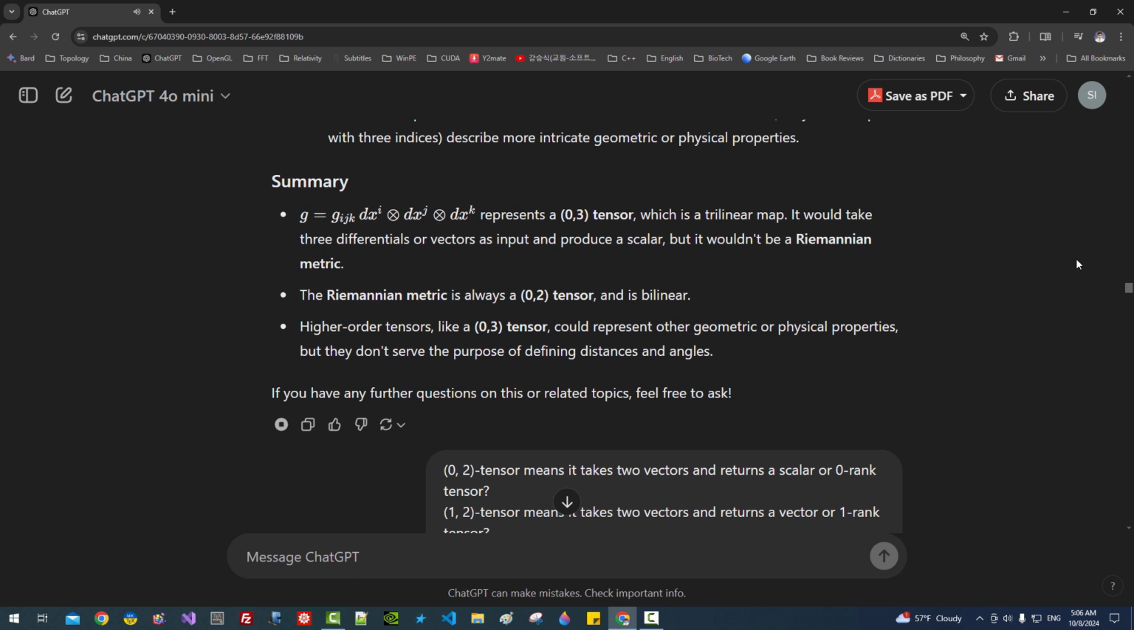a 0-3 tensor, which is a trilinear map. It would take three differentials or vectors as input and produce a scalar, but it wouldn't be a Riemannian metric. The Riemannian metric is always a 0-2 tensor and is bilinear. Higher-order tensors, like a 0-3 tensor, could represent other geometric or physical properties, but they don't serve the purpose of defining distances and angles. If you have any further questions on this or related topics, feel free to ask.